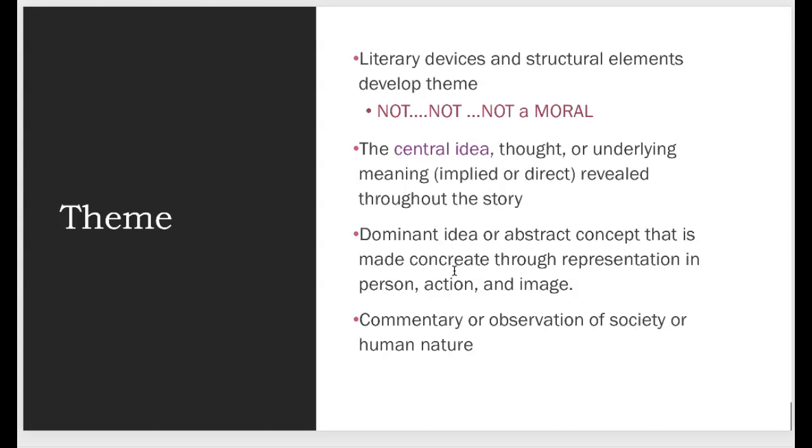But by analyzing these various elements of character, symbolism, setting, etc., you can come up with a theme.